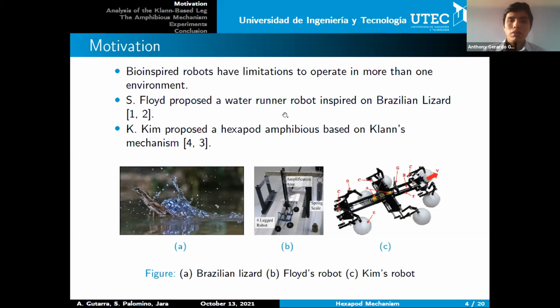Floyd proposed a water runner robot inspired by the Brazilian lizard for its ability to run on the water surface. This mechanism has 4 legs, each composed of a 4-bar linkage. Kim proposed a hexapod amphibious robot based on a clan mechanism to achieve a path parallel to the water surface. So our paper is based on both studies and develops a mechanism. In this paper, we present the kinematic analysis, the structure design, and the prototype building process of a clan mechanism for an amphibious robot.